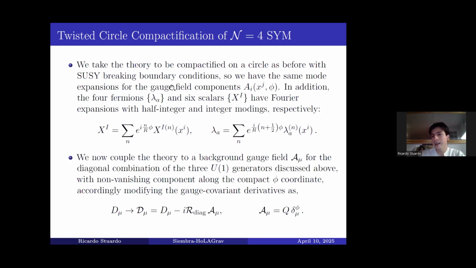Then what we're going to do is, again, the same thing as we did for N=1 super Yang-Mills. We take the theory on a circle, with antiperiodic boundary conditions for the fermions. And as in the N=1 example, we couple the theory to a background gauge field for a U(1) symmetry. So you can ask me now, Ricardo, you have 3 U(1)s. Which of them are you going to take? Well, I'm going to take a diagonal combination of the 3 U(1)s, which is basically using the same parameter for all of them. This is what I've called U(1) diagonal. And again, the background gauge field is just a constant, and it only has components along the circle.